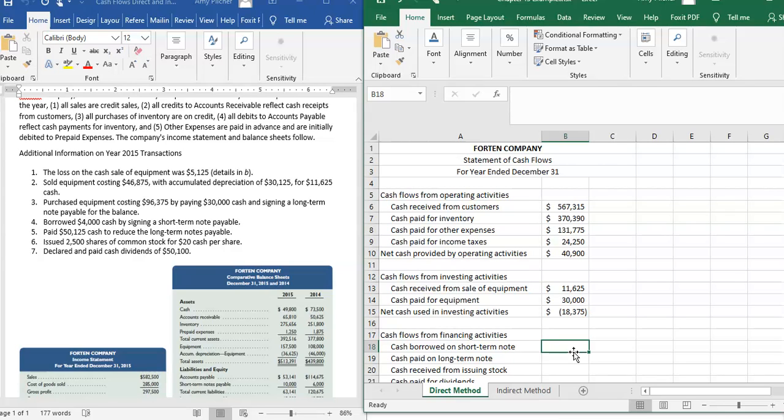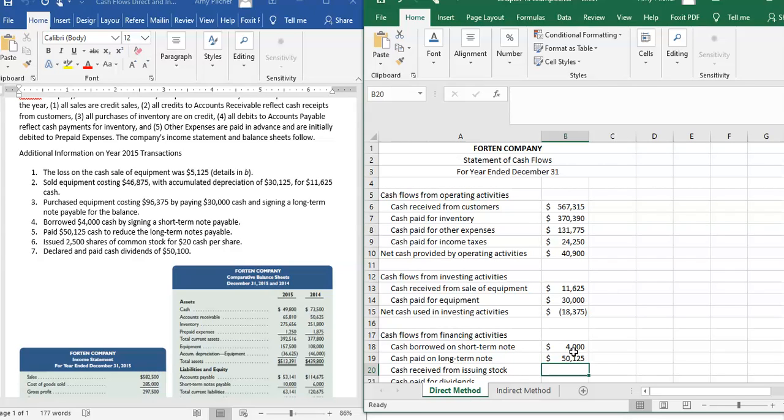In our financing activities section, this is long-term liabilities, short-term notes payable, and any equity section changes. So here we borrowed $4,000 cash by signing a short-term note payable. So cash borrowed, that's cash received. We received $4,000. We paid $50,125 to reduce our long-term note payable. So $50,125, cash out.